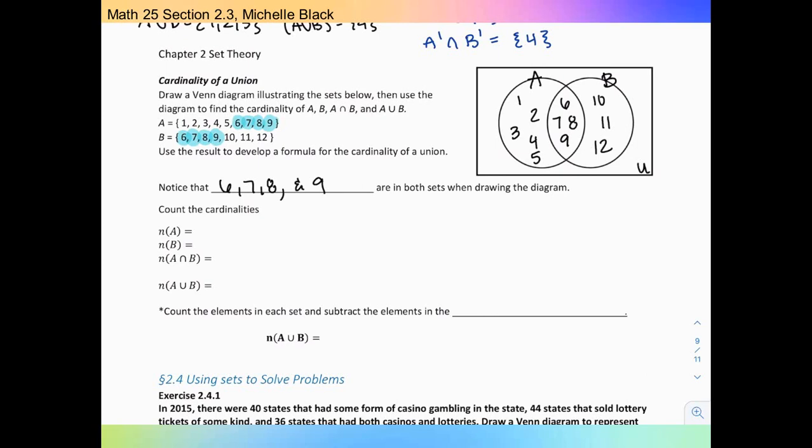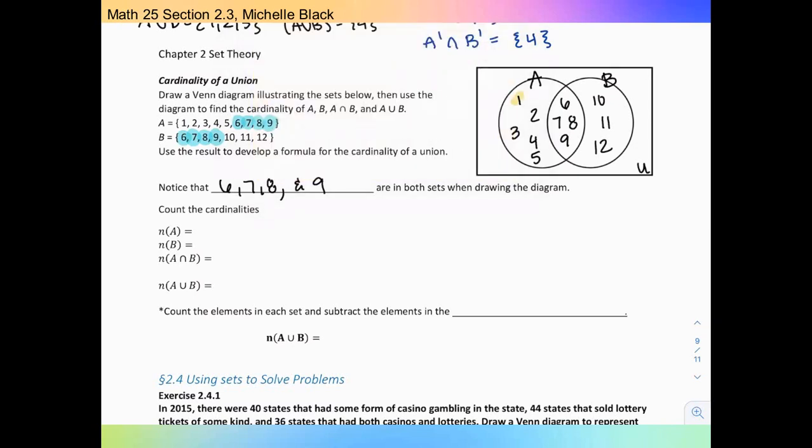Now, none of my numbers fell into that outside region that we used to call region 4, and that's okay. That just means everything in the universal set happens to be in either set A or B. Now that we have our picture, we can count our cardinalities.